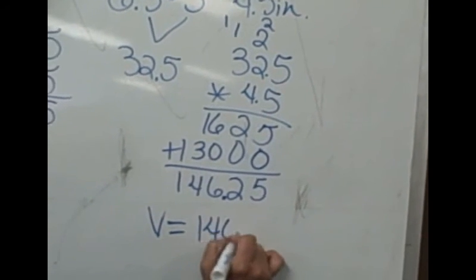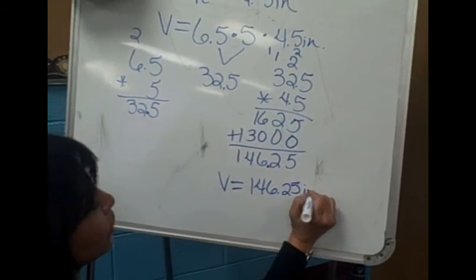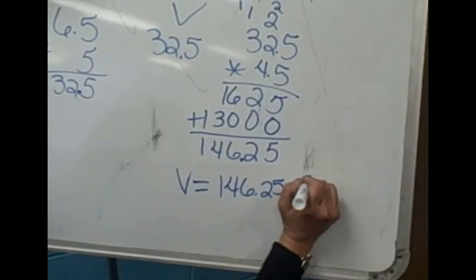We have 146.2500. Don't forget, our units are in inches, and we're talking about volume, which means our inches should be cubed.